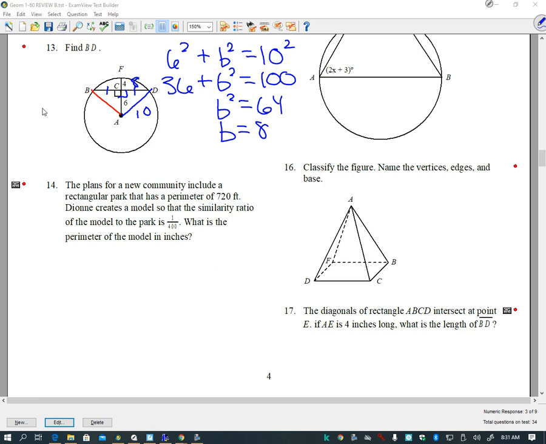A lot of people stop there and say, well, BD is 8. BD is not 8. BD is 8 times 2. All right, give me a second here. Okay, so what is the length of BD then? 16. So BD equals 16. Okay? So don't stop short.